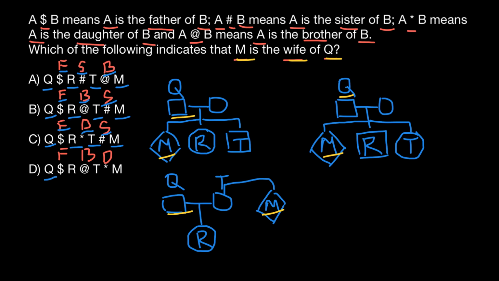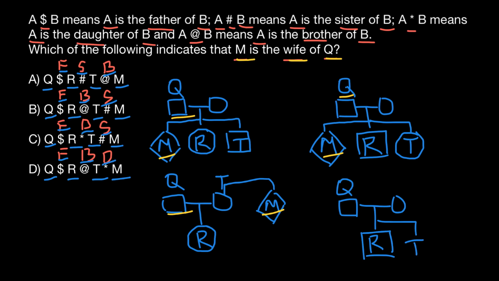So we know that Q is the father of R. Again, Q is the father of R, and R is the brother of T. So box, brother of T, and T is a daughter of M. So circle here, and daughter of M means that only this person can be M, because we know that the father is Q. So now we see that M is a wife of Q. So the correct answer is D.